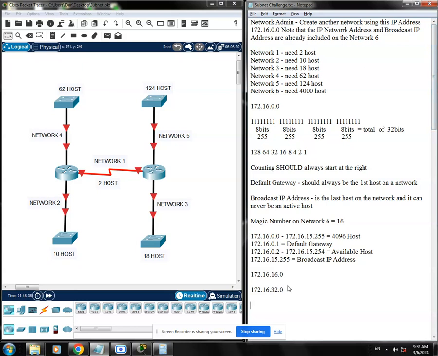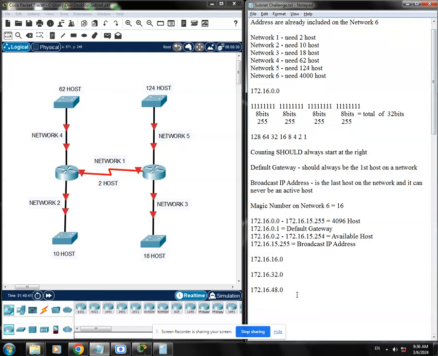Let's add an additional 16 in here. That will be 172.16.48.0. That's another network, and so on and so forth. Then for another network we need to add 16: 172.16, this is 64, then 0. Additional 16 again.